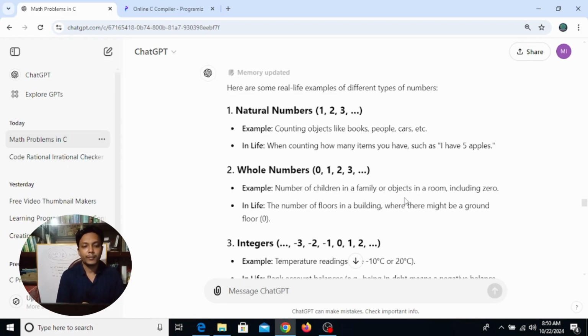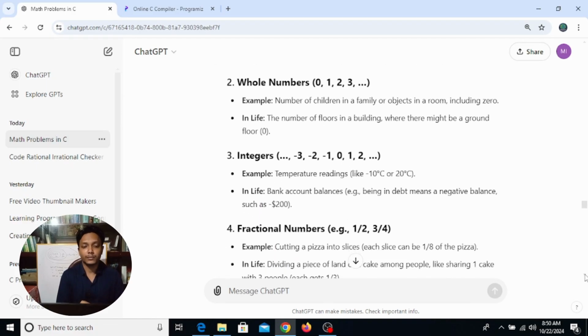In life, the number of floors in a building, where there might be a ground floor. If there's a ground floor, we count from 0, right?